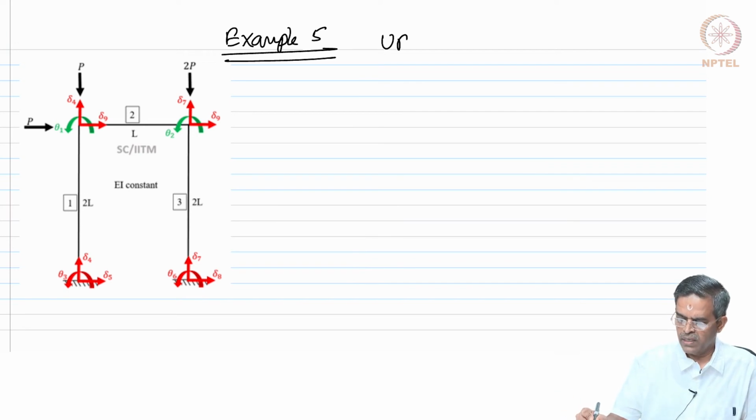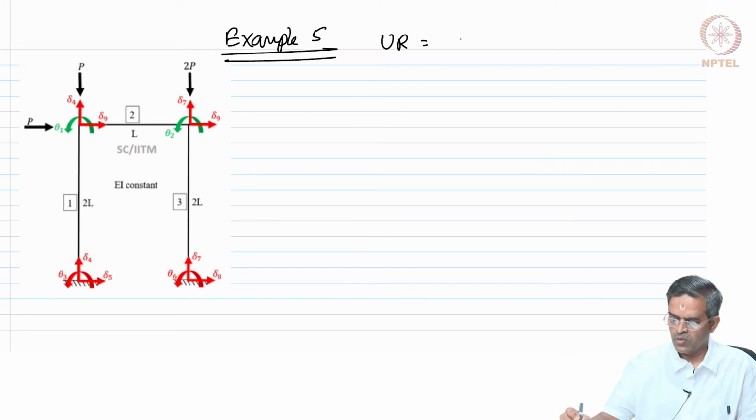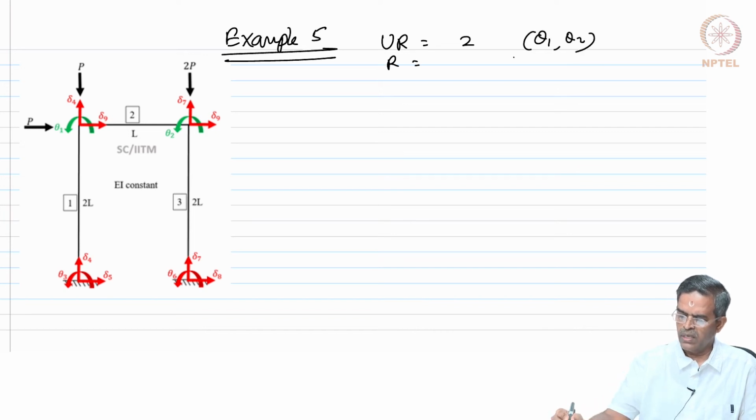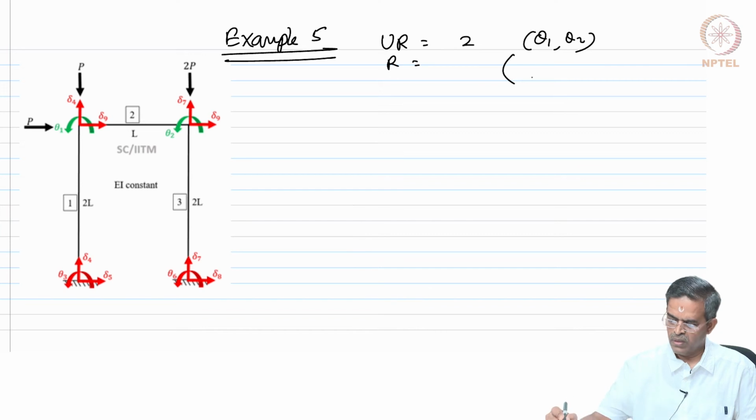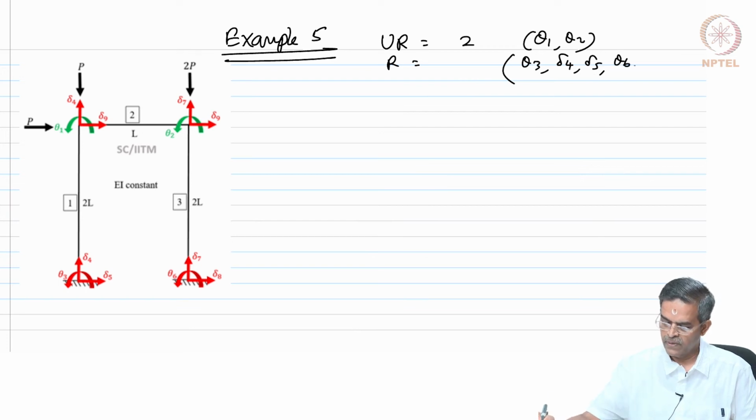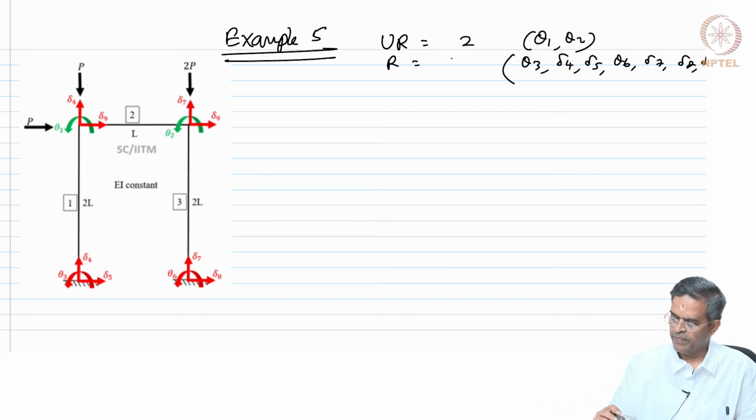The unrestrained degrees of this problem are 2, which are theta 1 and theta 2, and the restrained degrees of this problem are 3, 4, 5, 6, 7, 8 and 9. So, the total kinematic degrees of freedom is 9.